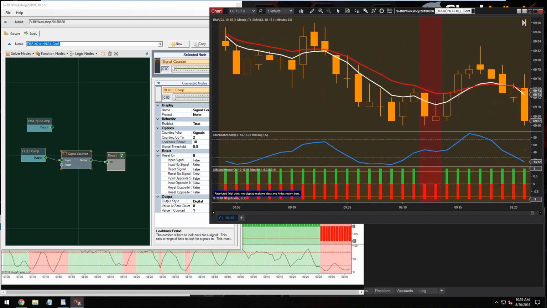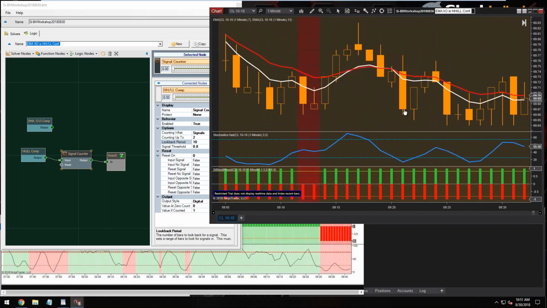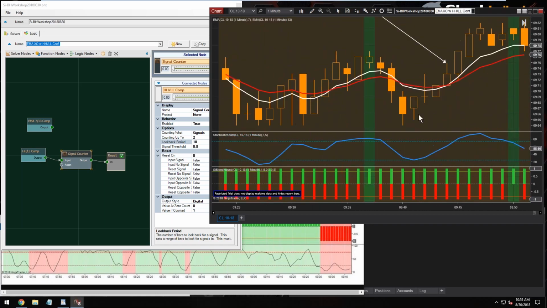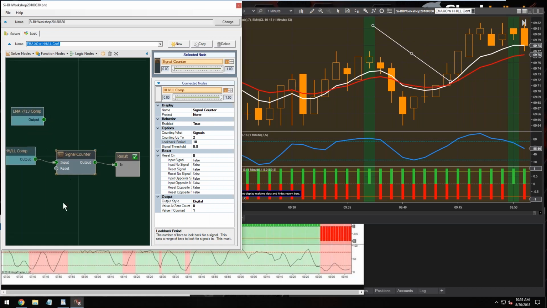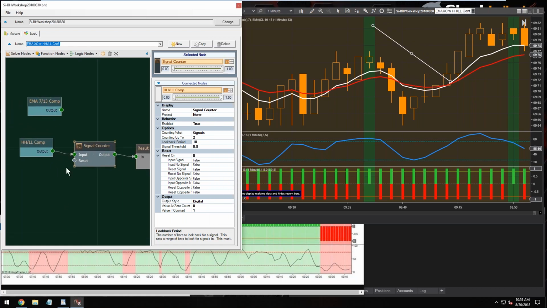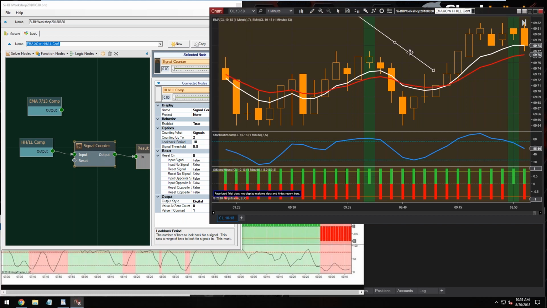But what's more important to the system is we want to start looking for the higher highs from the crossover point, right from that crossover point. So that is what the resets are for, right? So you'll notice that there's a reset connector here. And that's what these reset connectors are for, to be able to designate a starting point here.